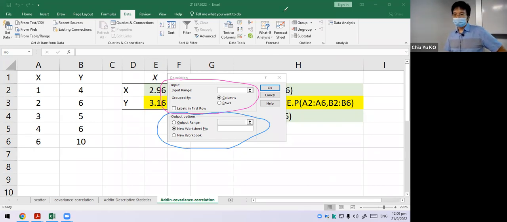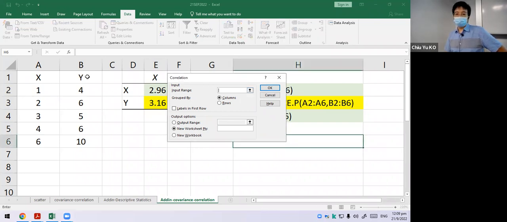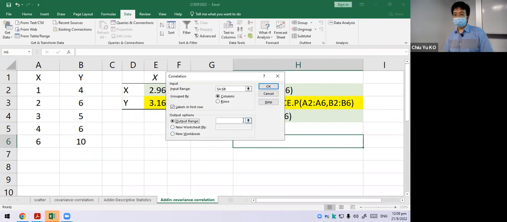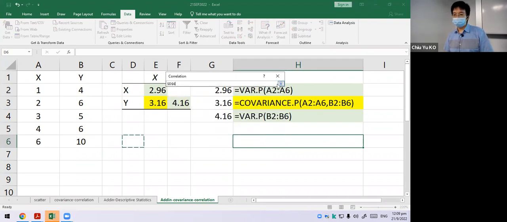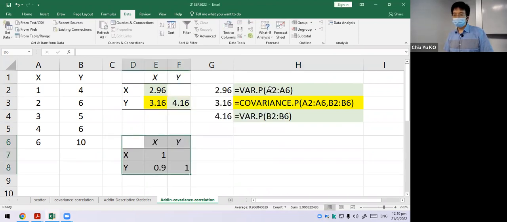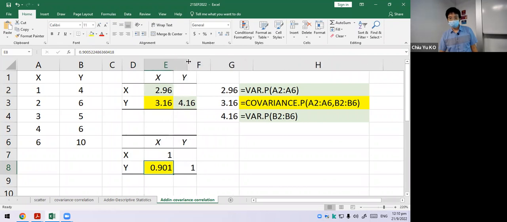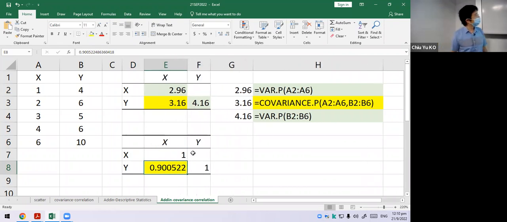But again, input and output. Let me repeat: our input is just two columns, with data in the columns and a label in the first row. For the output, we just put it somewhere, maybe in D6, and click OK. Then this is what we want. This is the number we want. Let's make it bigger because we want to see the decimal places.